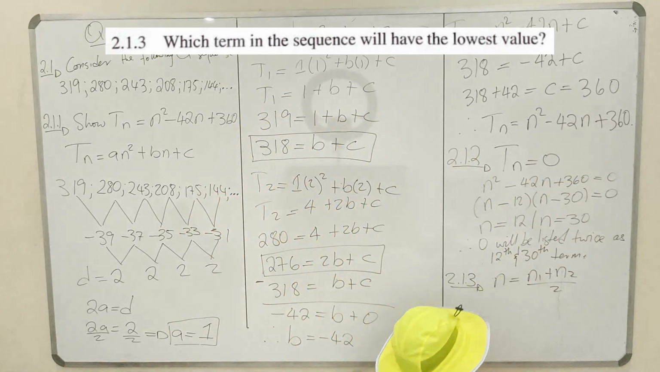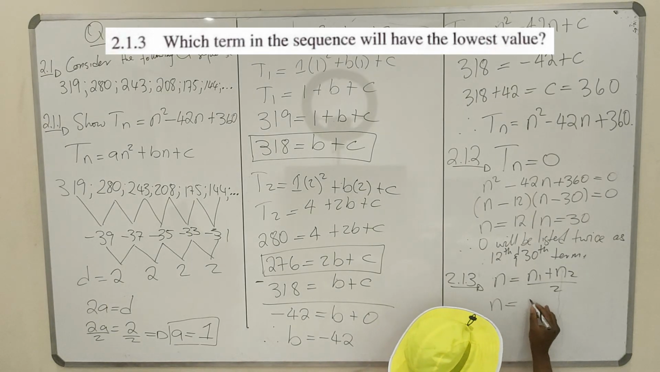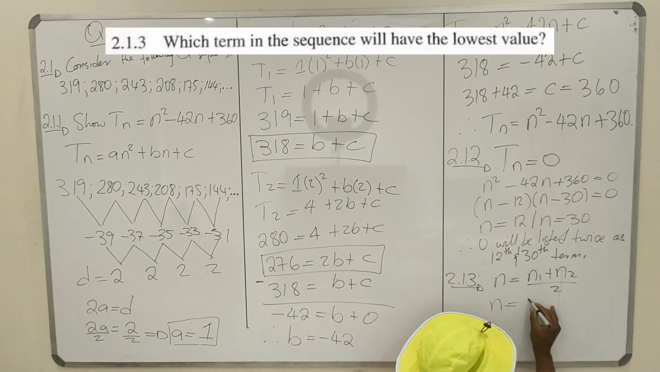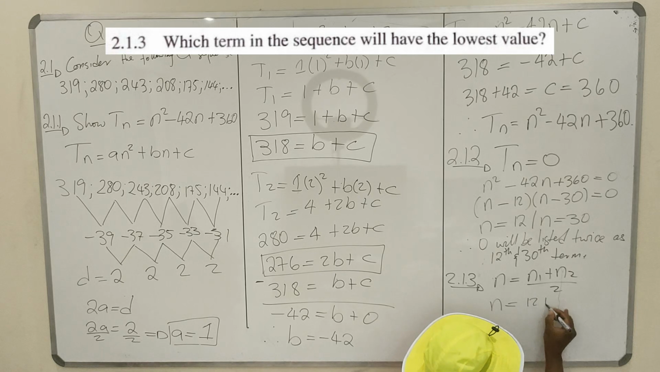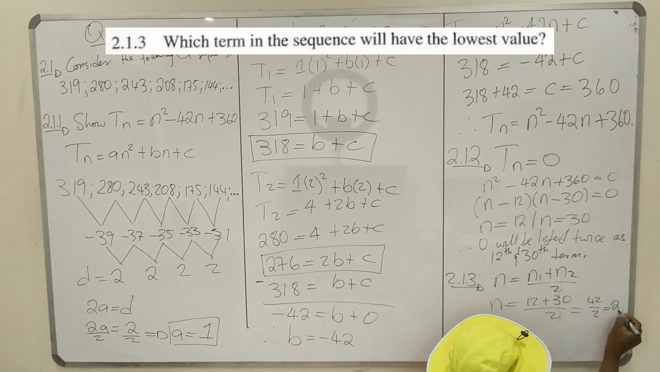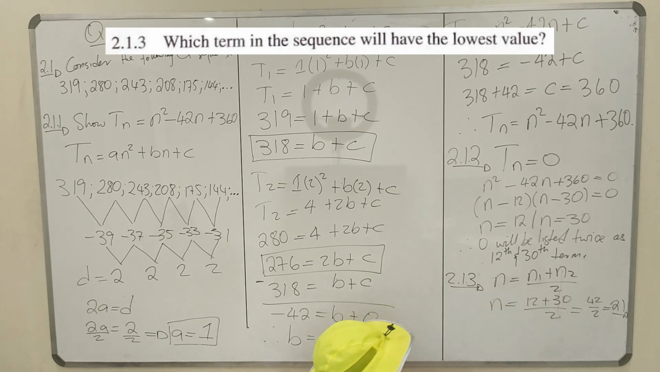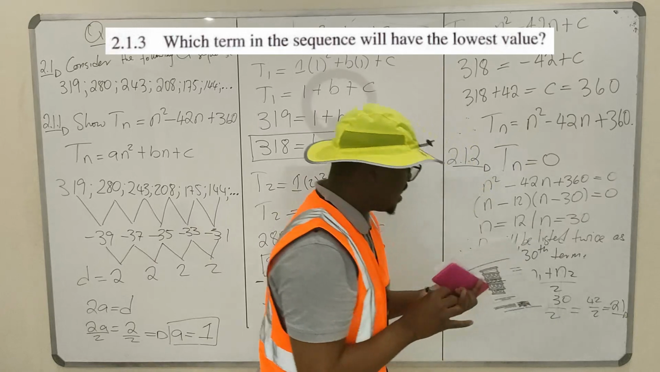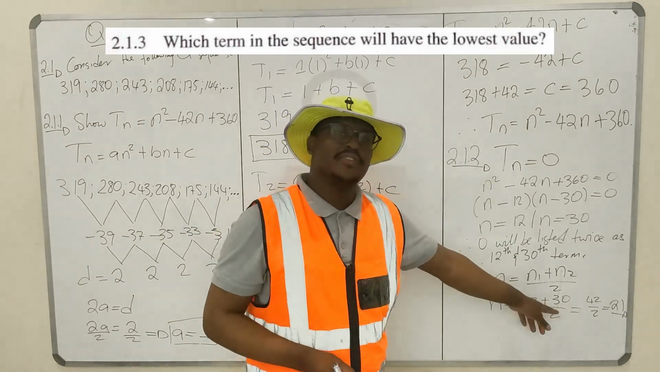So you can say my n will be equal to 12 plus 30 divided by 2, which is equal to 42 over 2, which is equal to 21. So the lowest term in the sequence will be at the 21st position.